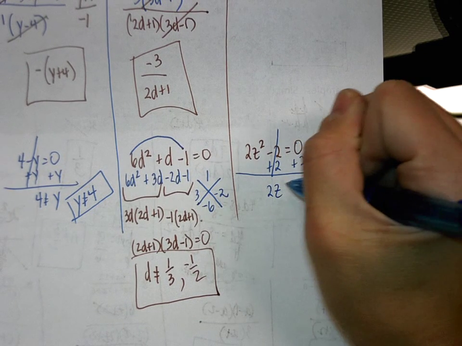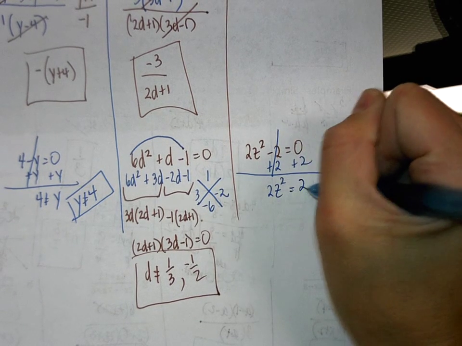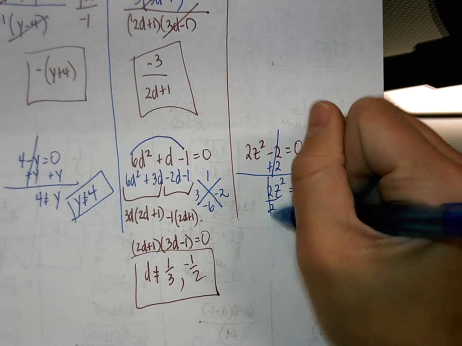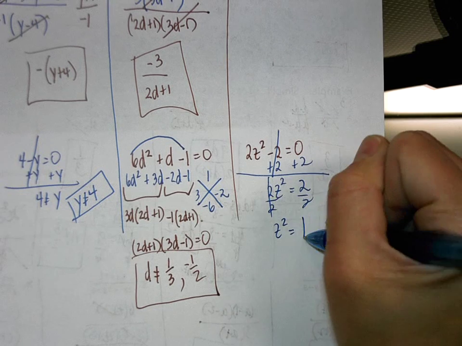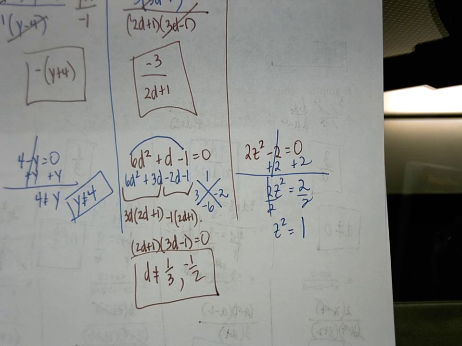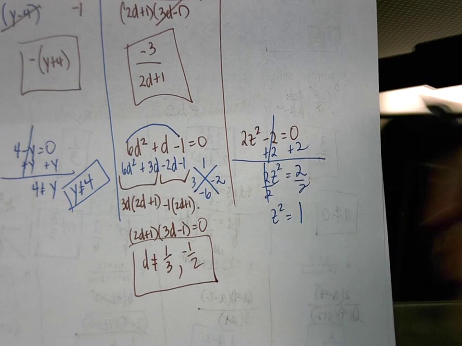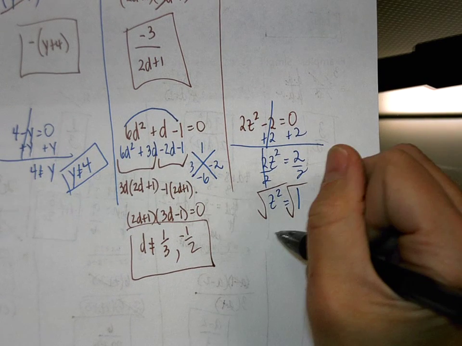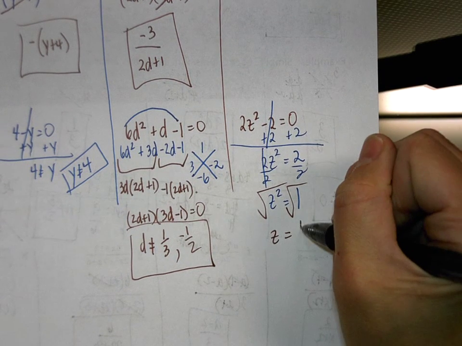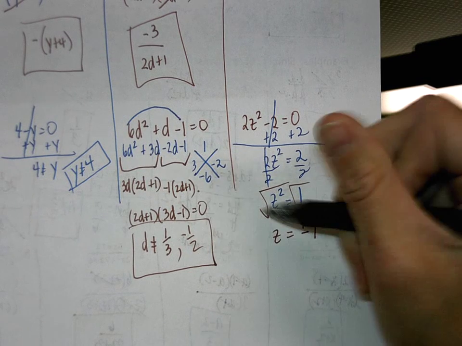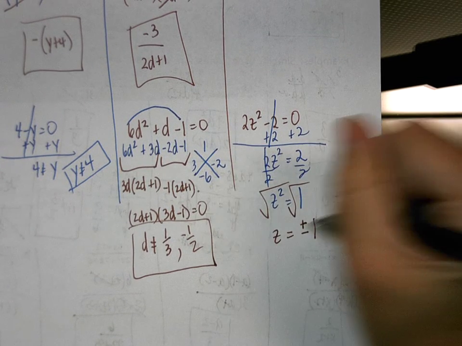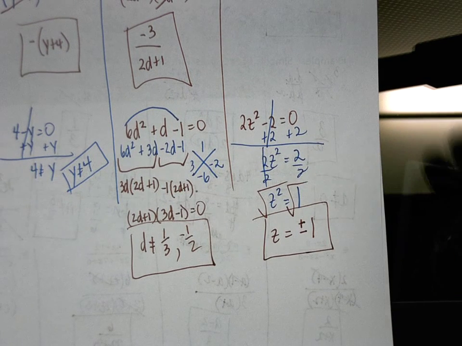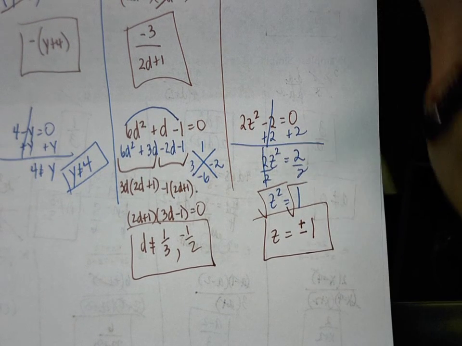2z squared equals 2, and then what? Divide by 2 to both sides. We have z squared equals 1, and so what would I do now? Square root. Now, what is the square root of 1? It's actually positive or negative 1. Remember that anytime you take a square root, the answer will be positive or negative. And so there are 2 excluded values, positive 1 and negative 1. Oh, and I meant z cannot equal that.